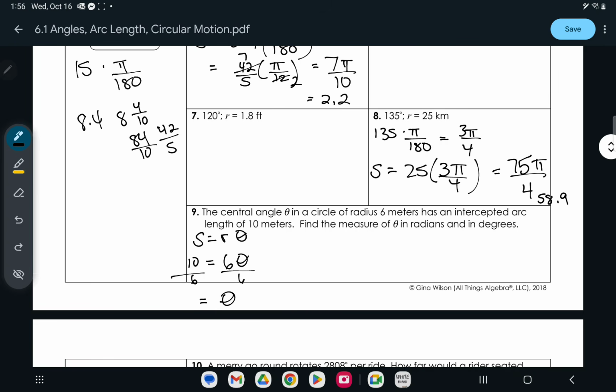Theta is, let's see, 5/3. So 5/3 radians. Let's turn it into degrees. So 5/3 times 180 over pi. Let's see, the 3 and 180 will cancel out to be 60. So what is that? That's 300 divided by pi, which is going to give me about 95.5 degrees.